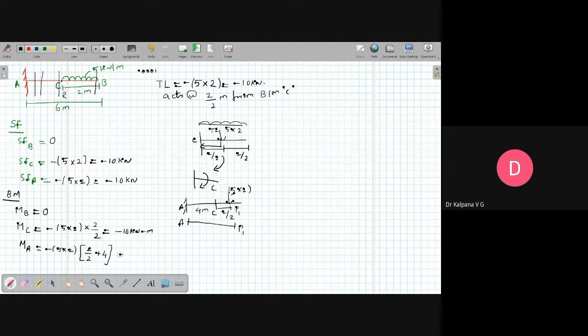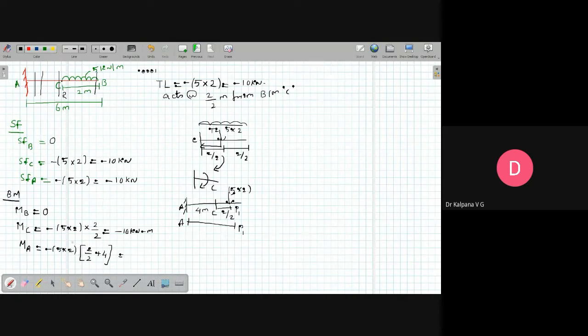So always in case of UDL or UVL, you should ask the students to write like this: 5 in total load into distance. Don't simply ask them to write Wx²/2 or Wl²/2. That is not a good practice. Once they have practiced well, then they can write it. Before that, while doing shear force and bending moment calculation, it's better to write total load into distance for both UDL and UVL.